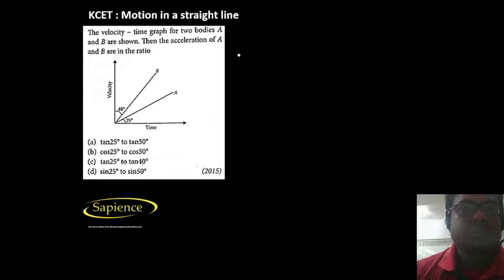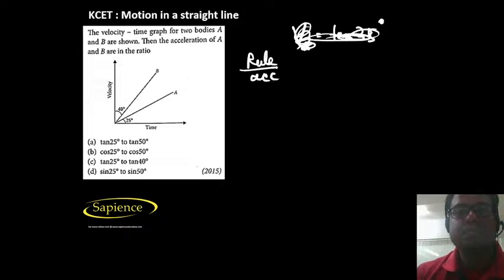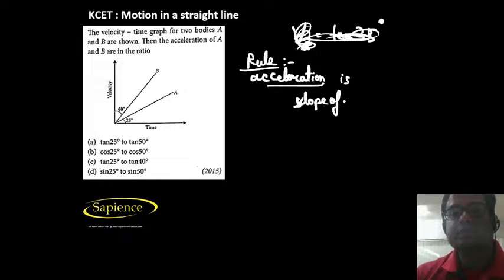Then the velocity time graphs for two bodies A and B are shown. We have to find the ratio of the accelerations of A and B. First we shall state the rule: the acceleration is the slope of the velocity time graph. That is how to find the acceleration.